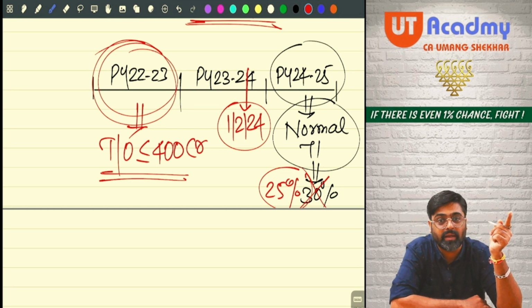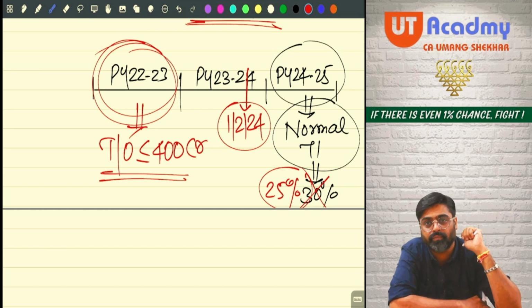But for foreign company, the rates of surcharge will change. It will become 2% and 5% if the total income exceeds 1 crore or exceeds 10 crores.